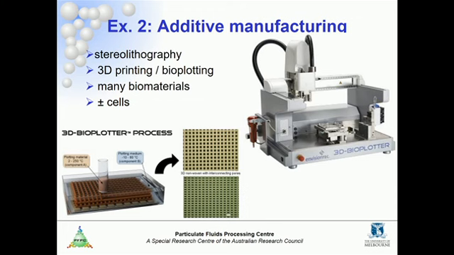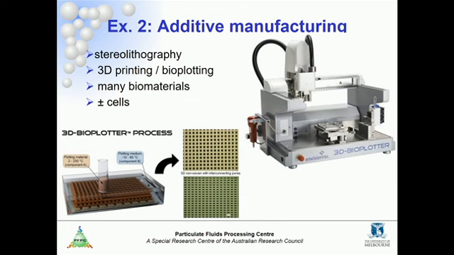The next example is additive manufacturing or 3D printing. There are many developments going on all the time in this field. This is a printer that we recently purchased in my lab where we can print polymers, we can print ceramic pastes, and we can also print hydrogels with or without cells.